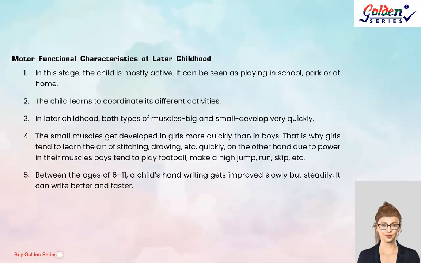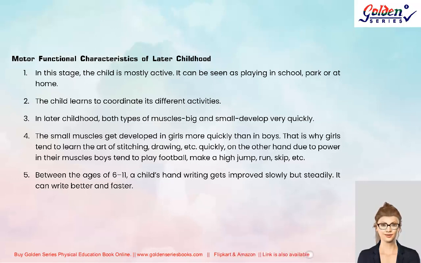Motor functional characteristics of later childhood. 1. In this stage, the child is mostly active. It can be seen playing in school, park, or at home. 2. The child learns to coordinate its different activities. 3. In later childhood, both types of muscles, big and small, develop very quickly.